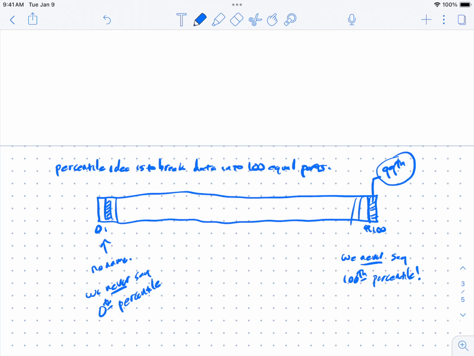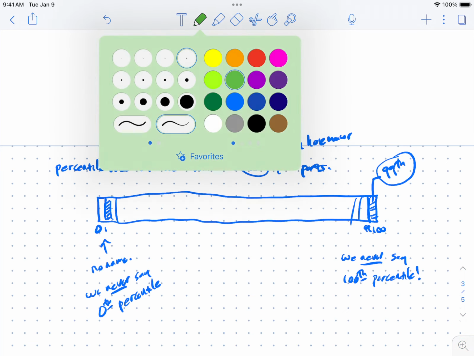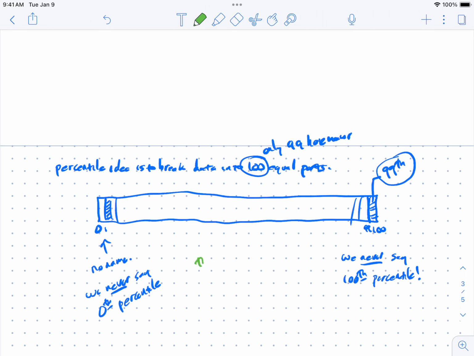So all of a sudden it's like, well, how are you supposed to do this then? You can only name 99 of these. You break it into 100 equal parts, only 99 have names. There's a problem here. And the really big problem is there is no agreement about the best way to define percentiles.